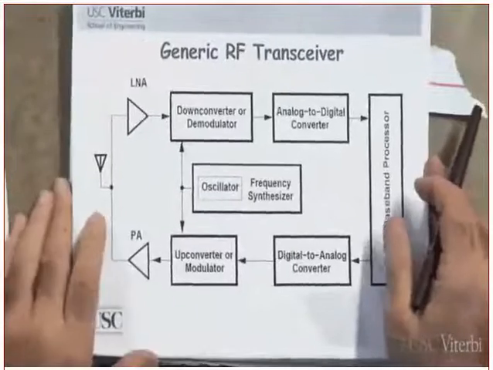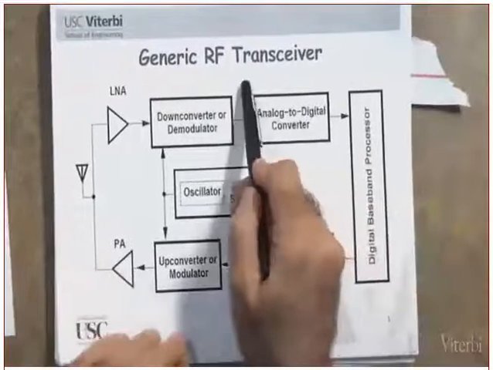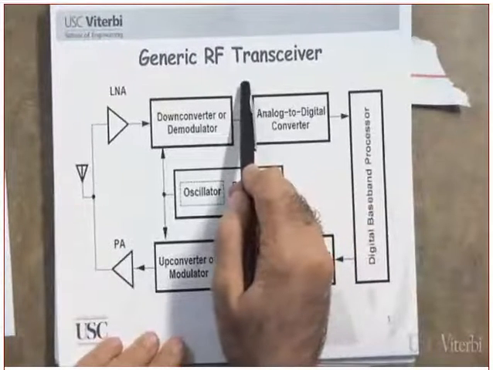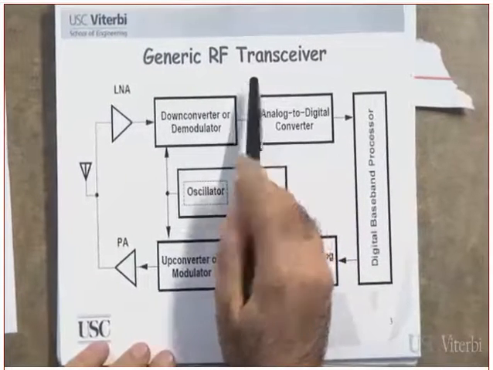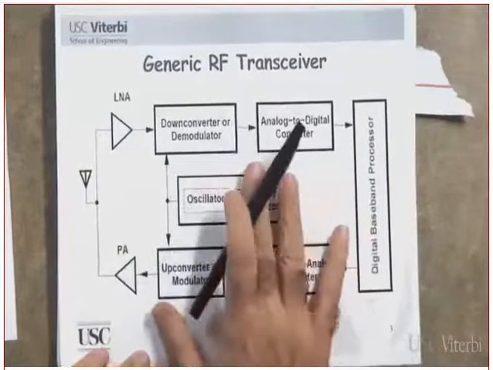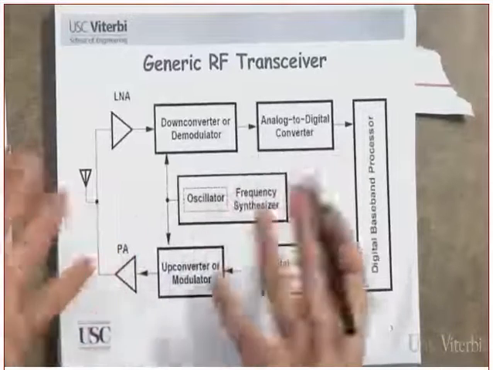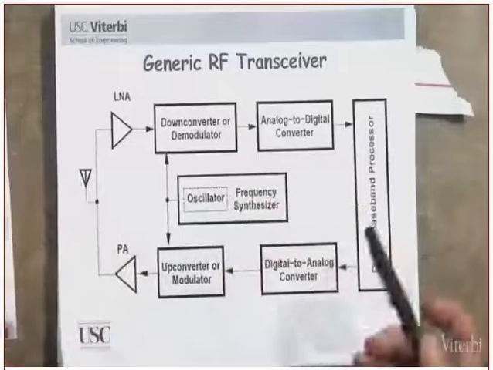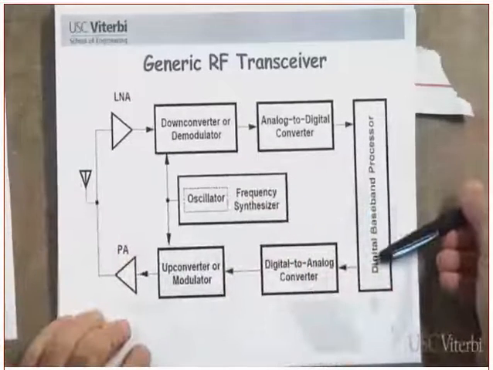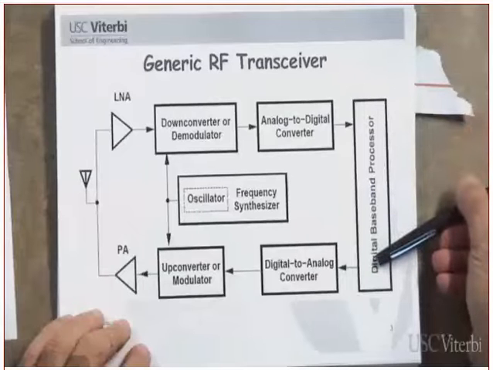This is a generic RF transceiver. One more time. Transceiver is the abbreviation of what? Transmitter and receiver. This is a very simple diagram. In other words, there are no details in here, but this is just a generic one. So we do have the what? The digital baseband, the digital baseband processor.